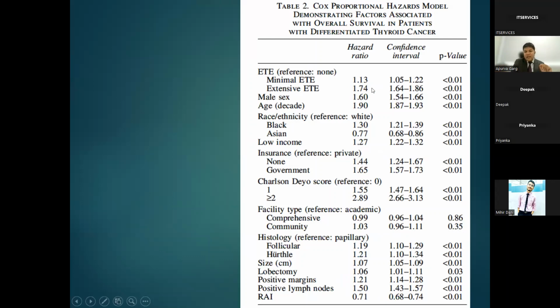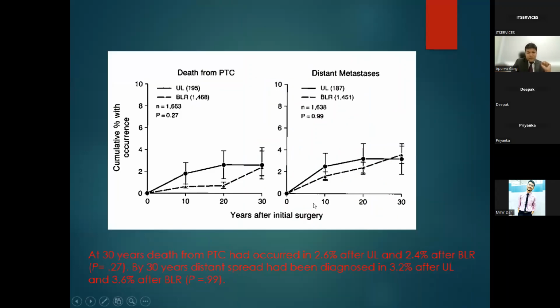You can see the hazard ratio of extensive ETE is 1.74, p-value significant. Then at 30 years, death from papillary thyroid carcinoma had occurred in 2.6% of the patients undergoing unilateral lobectomy versus 2.4% after total thyroidectomy. And distant spread was diagnosed in 3.2% after unilateral thyroidectomy versus total thyroidectomy.